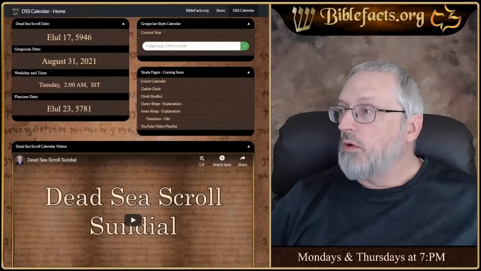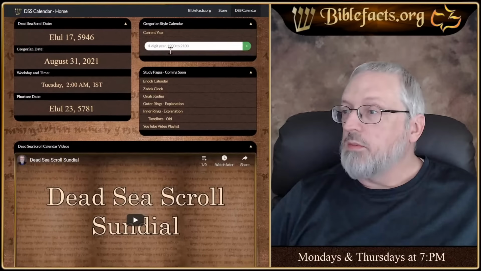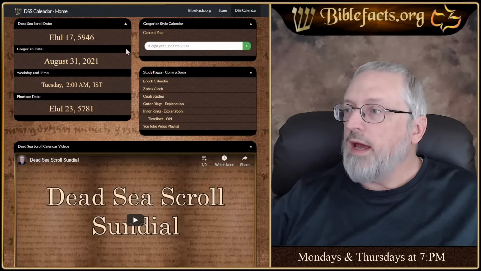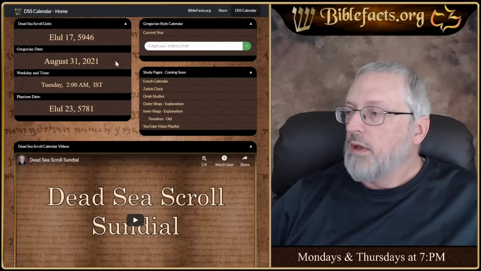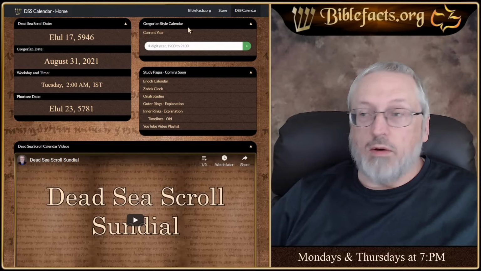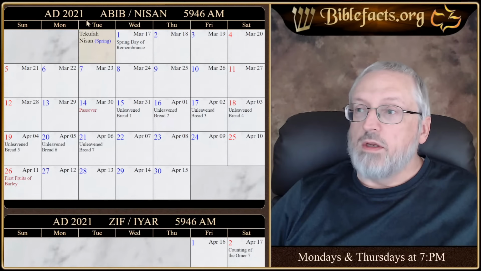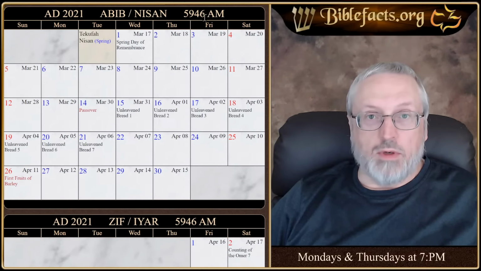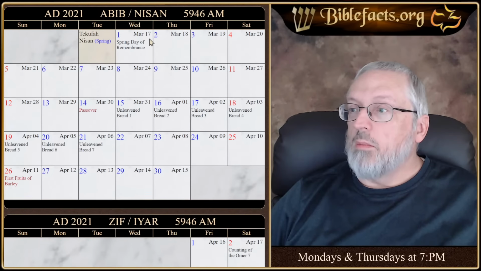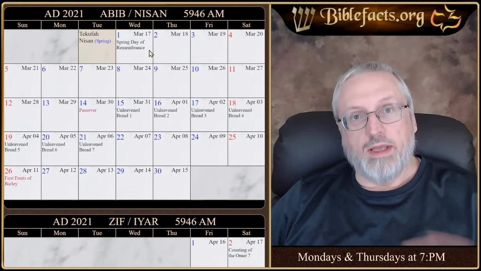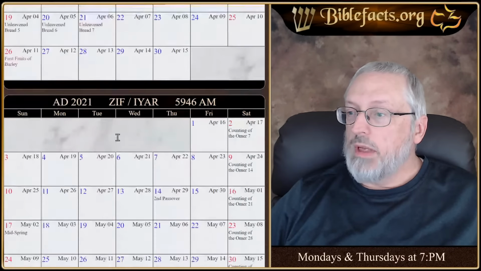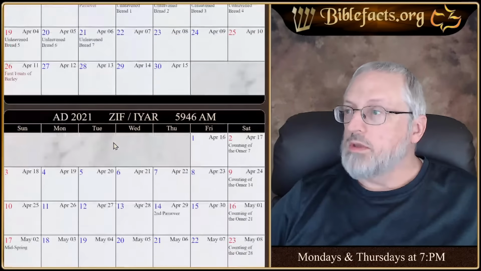To go to its full system here, we have this here, and then we have the Gregorian style calendar, and we've seen that before. This is the same. This is the year 2021, which is 5946. New Year started on March 17th. It's always around the equinox. And you can go through here and look and see how everything works.